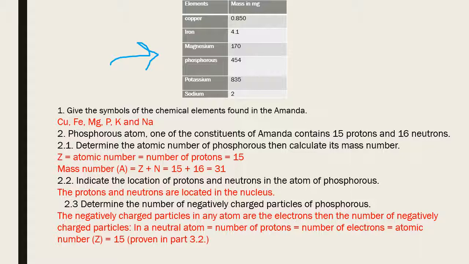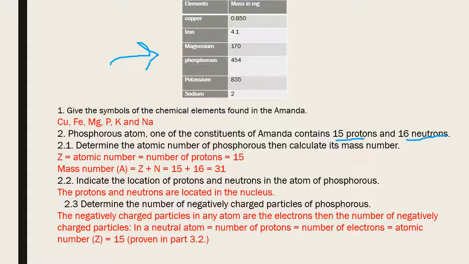questions. With this question, phosphorus atom, one of the constituents of amanda, contains 15 protons and 16 neutrons. Determine the atomic number of phosphorus, then calculate mass number.